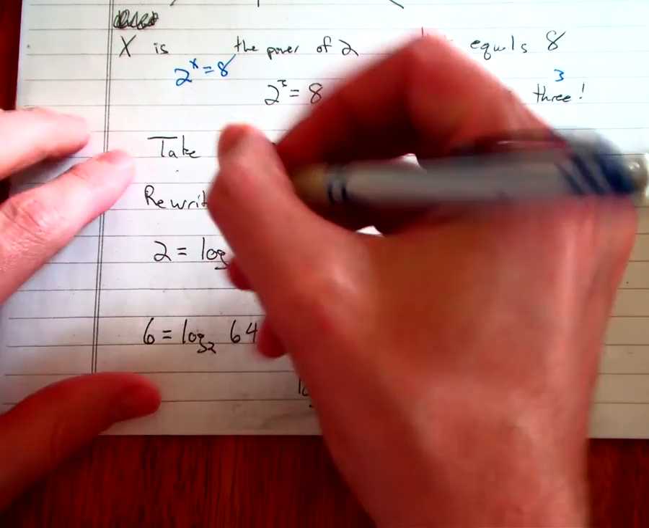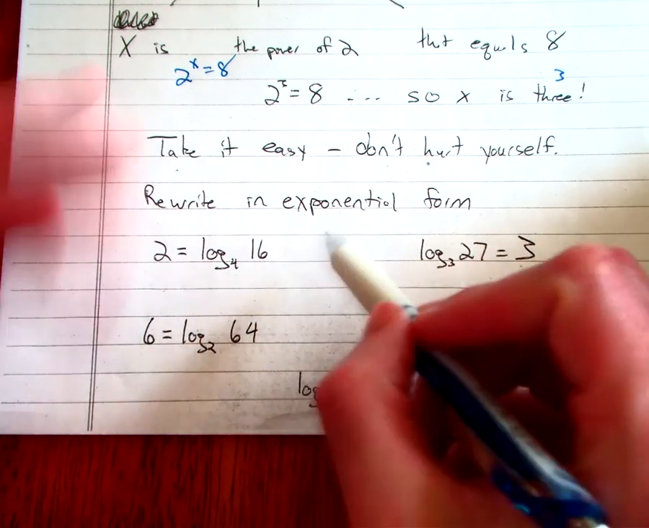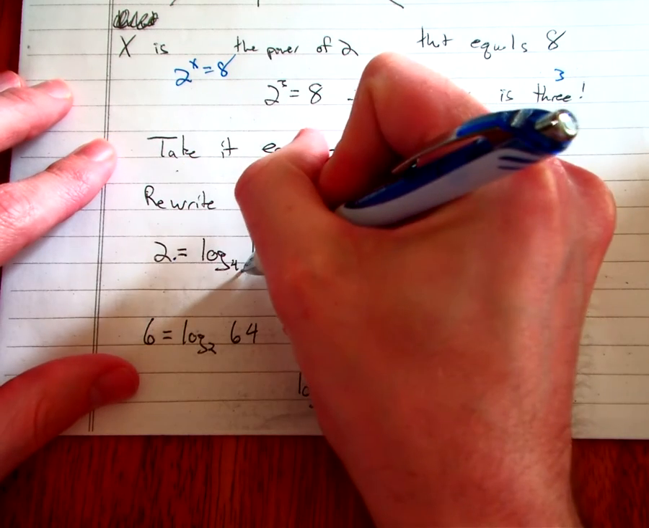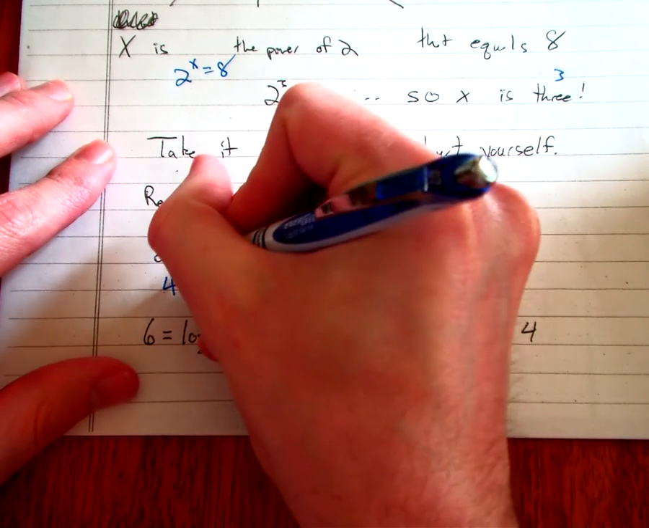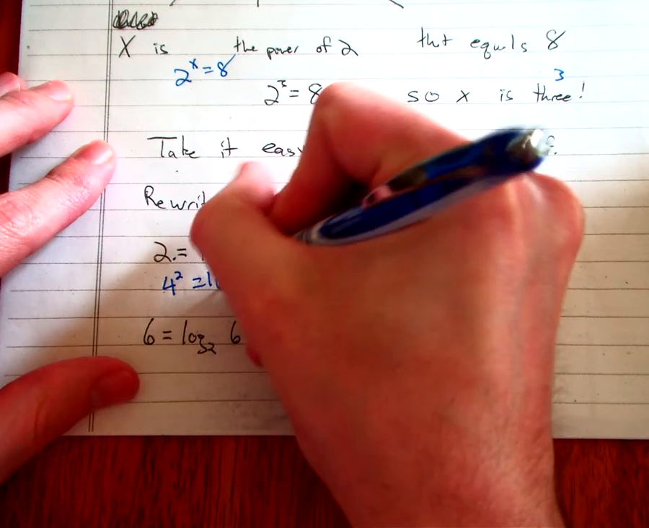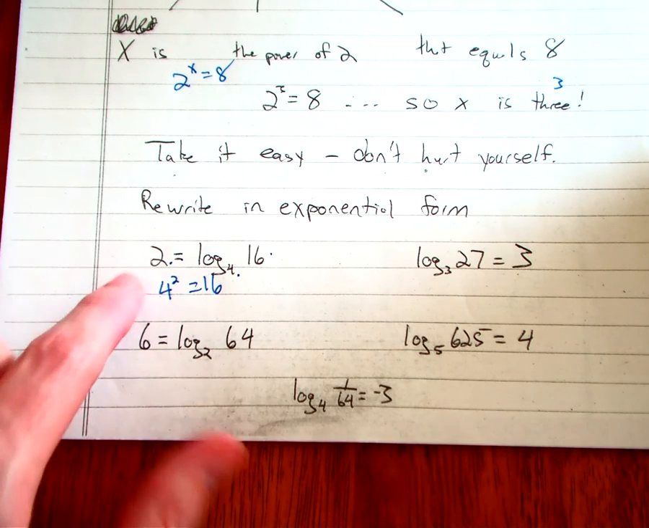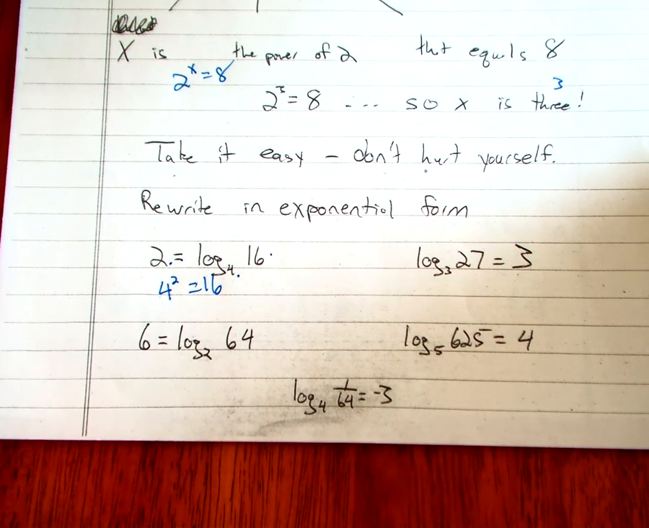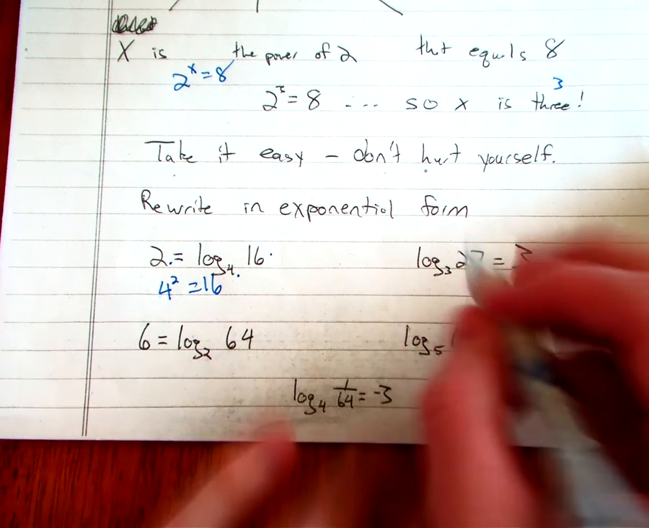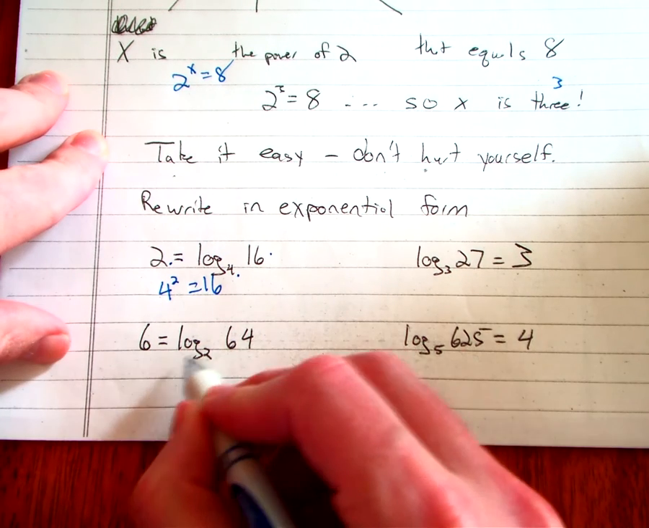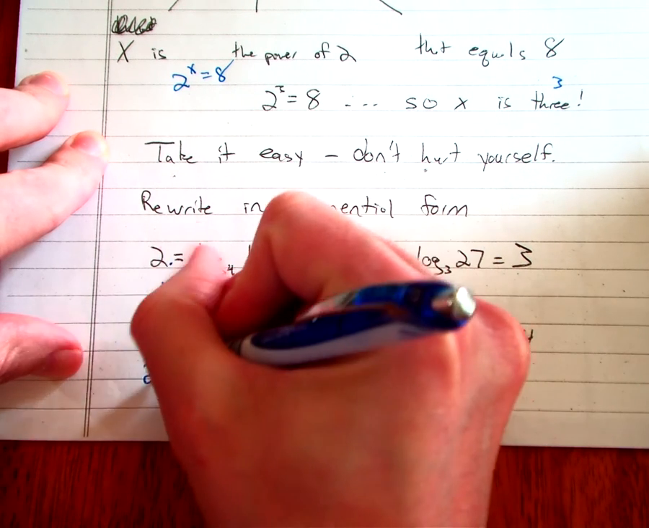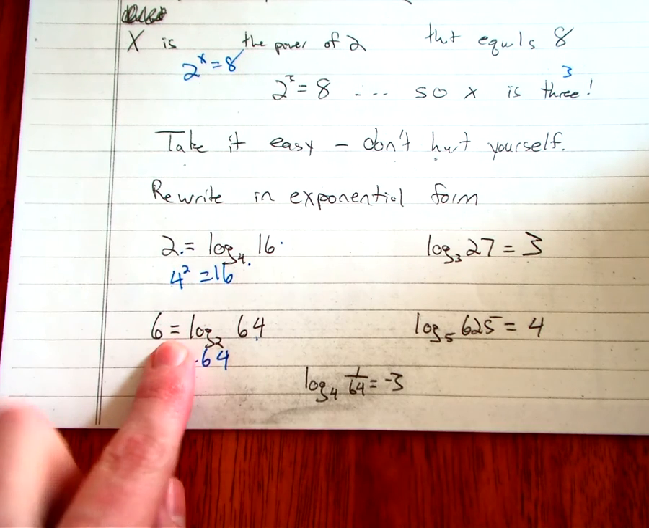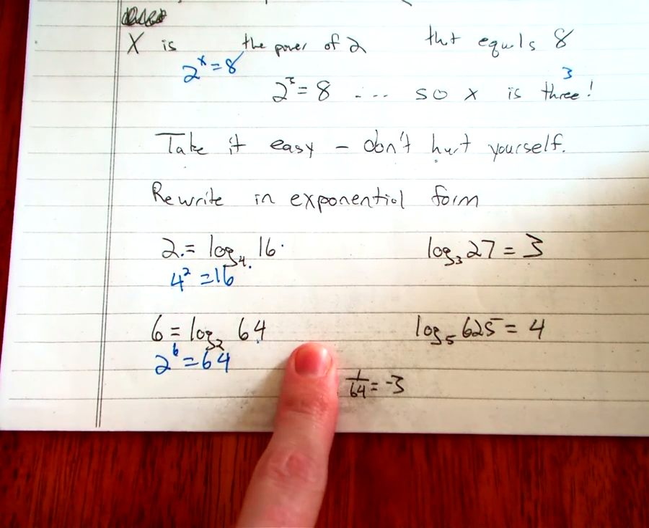All right, so here we're just going to rewrite it. We're not actually solving. There is no x. You're just converting back and forth. So 2 is the power of 4 that equals 16. So we have 4 squared equals 16. 4 squared is 16. 6 is the power of 2 that equals 64. So 2 to the 6th equals 64.